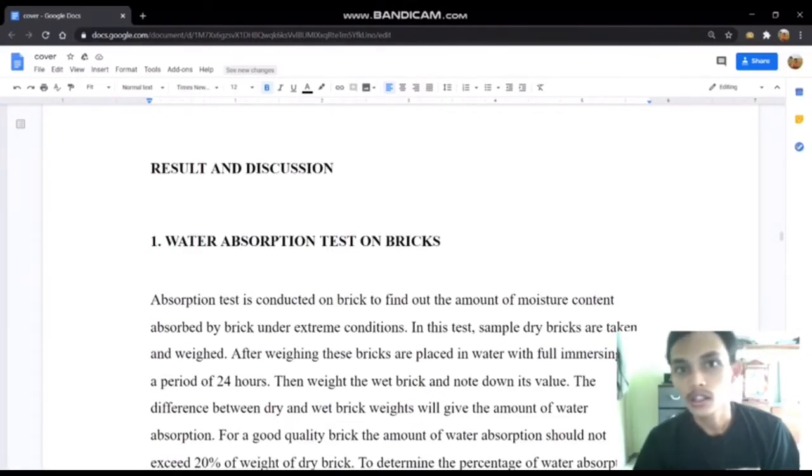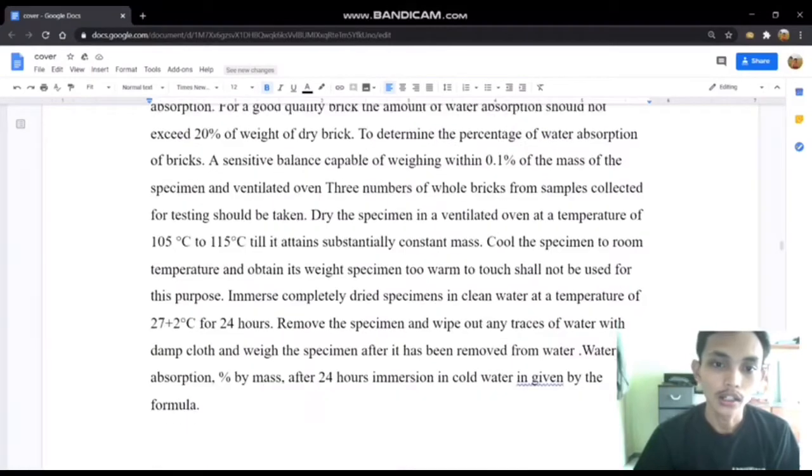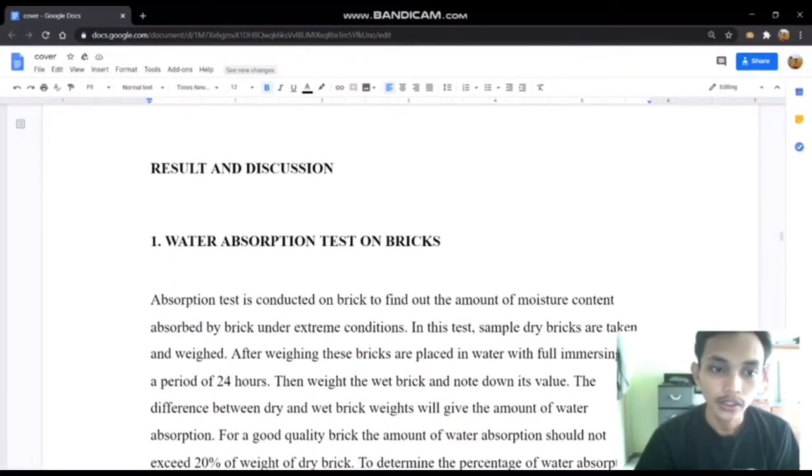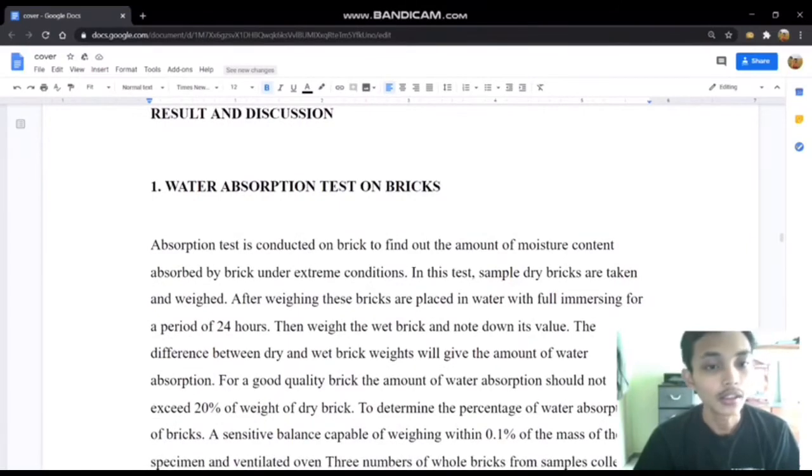So I will discuss my part, which is results and discussion. For this project, we ran through 3 tests. The first test is a water absorption test on the bricks.